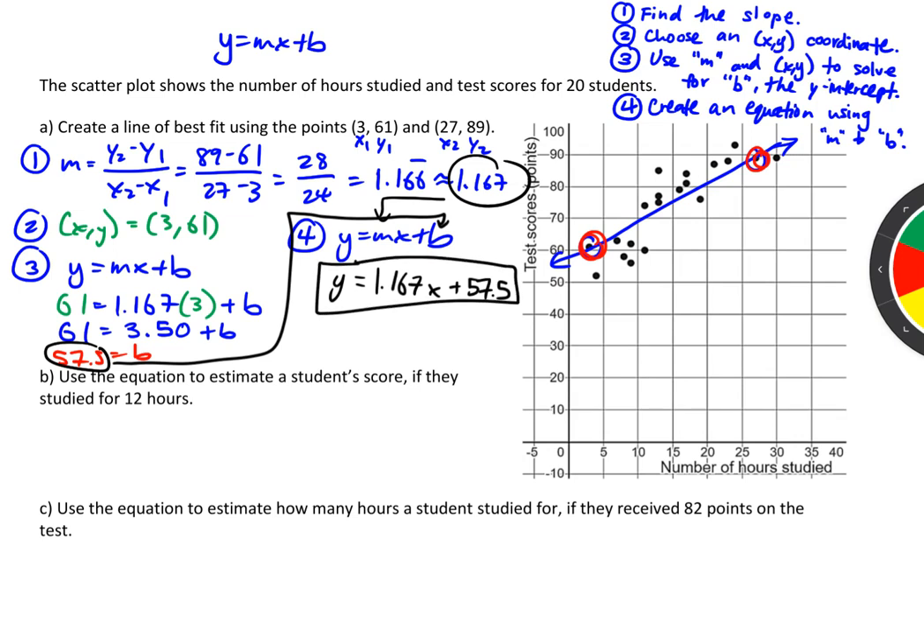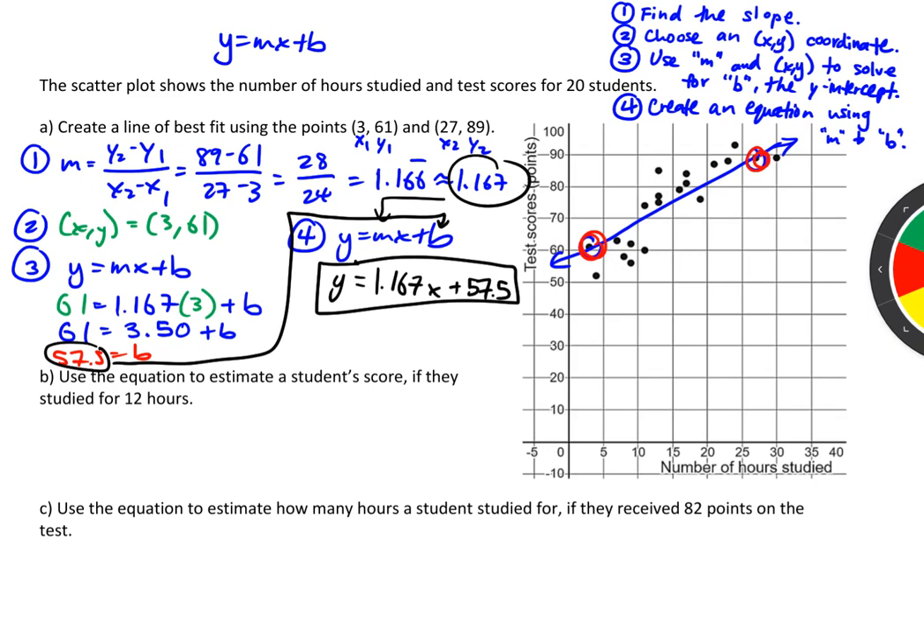Let's think about this conceptually as well. The y-intercept, b in this case, is where the line crosses the y-axis. It's about 57.5, which seems about right. The slope is positive, so it's increasing. It's going to be something like that. I guess that makes sense.